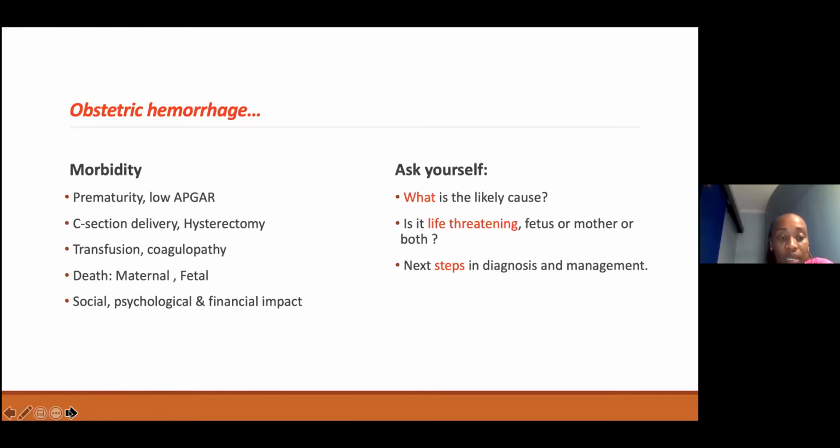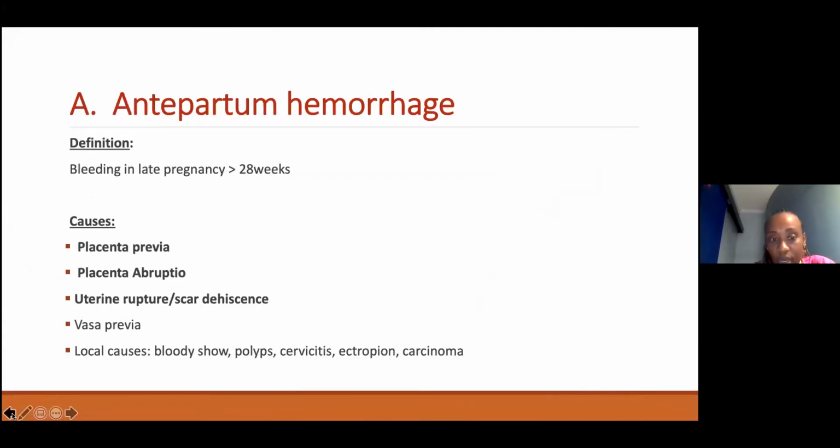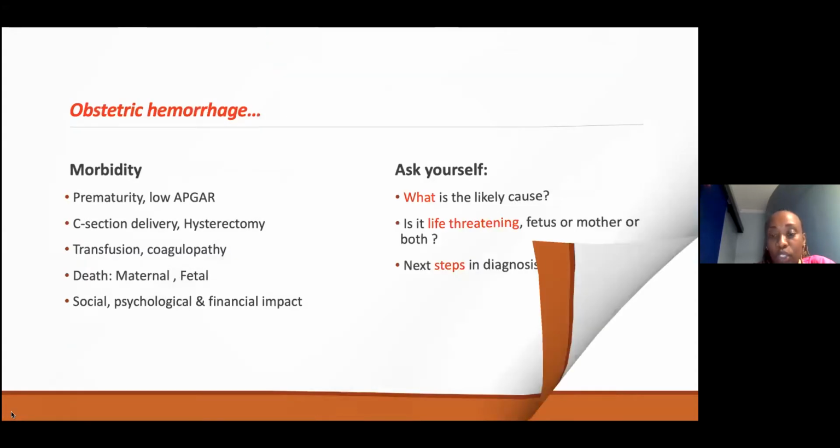Let us not forget that there is also a social impact. This is a woman who is in hospital for a prolonged period of time. There are financial issues, paying bills, etc. And maybe some of you have come across this: some women actually do get post-traumatic stress disorder from an event that involved postpartum hemorrhage. So as we go through this topic and as you manage patients, I'd want you to remember these things.